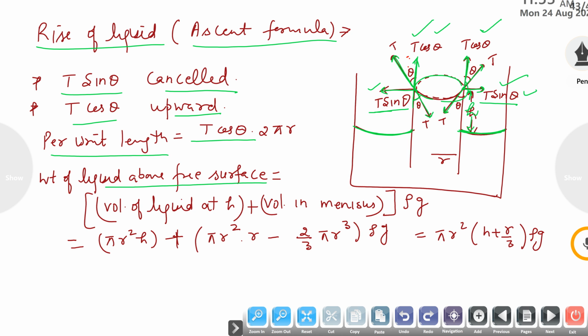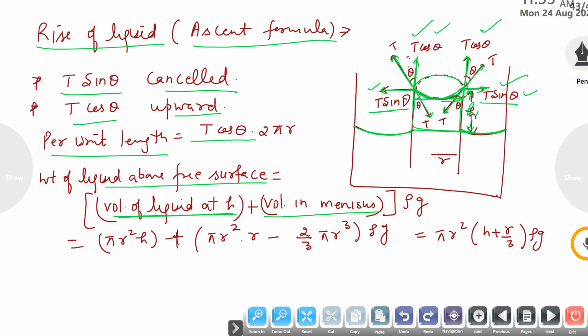This is your initial surface, and the weight in this part of your tube is given by the volume at height h. Volume up to this height plus the volume in the meniscus, which means this part is your meniscus. So you have to find the weight in this also. So now what will we do?